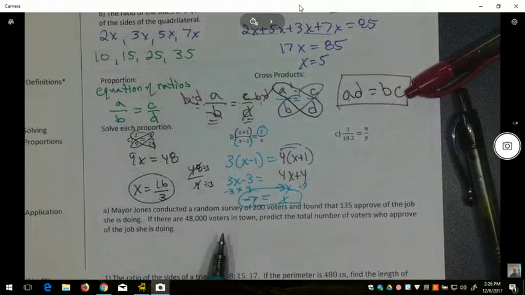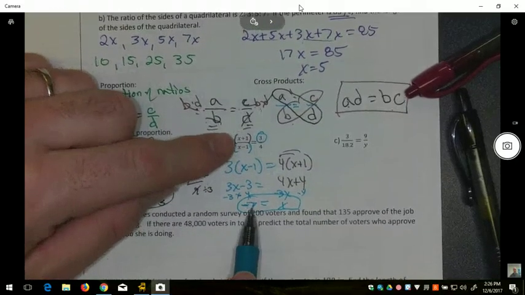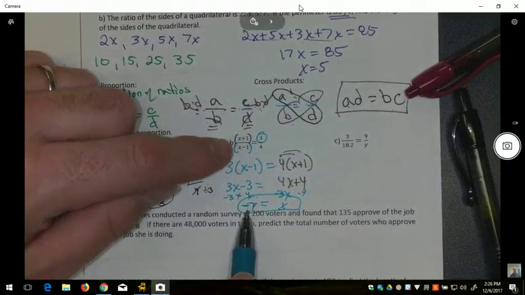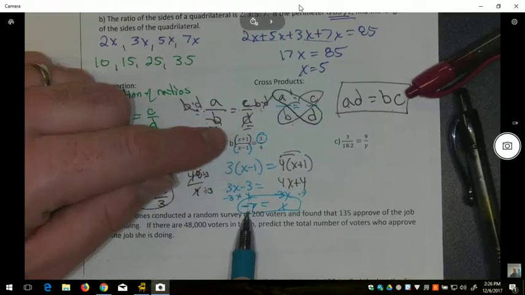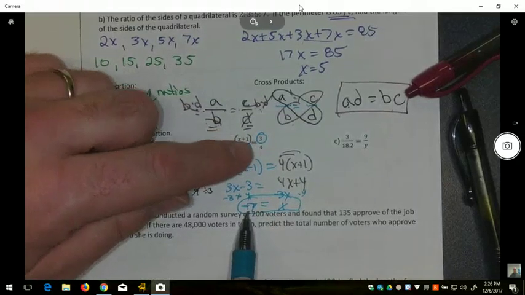We can plug that back in to see how it works. Negative 7 plus 1 is negative 6. Negative 7 minus 1 is negative 8. Negative 6 over negative 8 does reduce to 3/4.